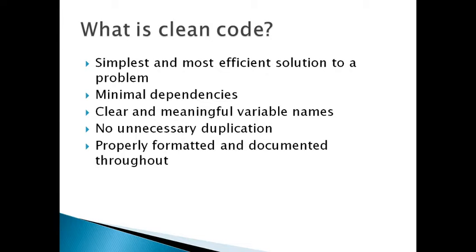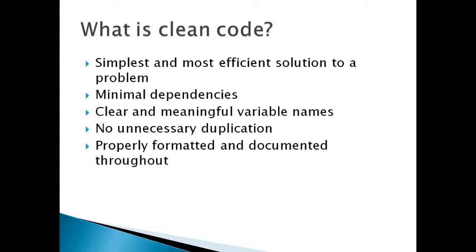But clean code is also having clear and meaningful variable names. This is also really important because if you don't have clear and meaningful variable names, then you can't know what you're talking about, and someone else won't know what you're talking about if they're looking at your code. It just makes sense to have variable names that represent what you're talking about. And also no unnecessary duplication. If you find yourself writing the same code over and over, put it in a method. That cleans it up and reduces the amount of memory it takes and the time it takes to do that.